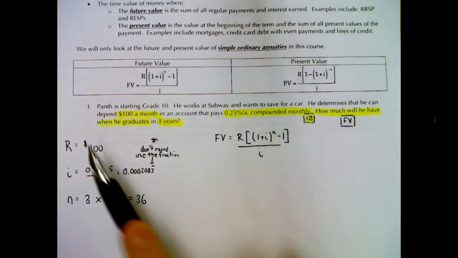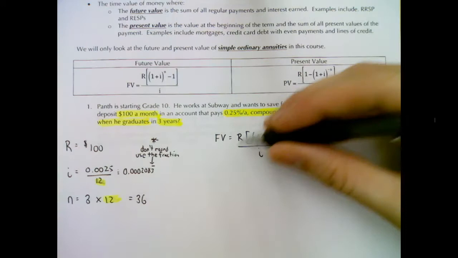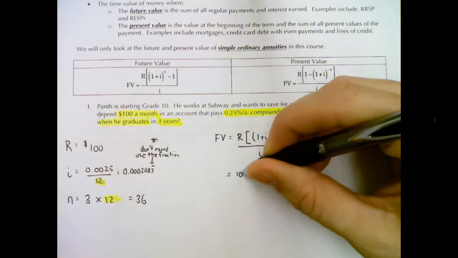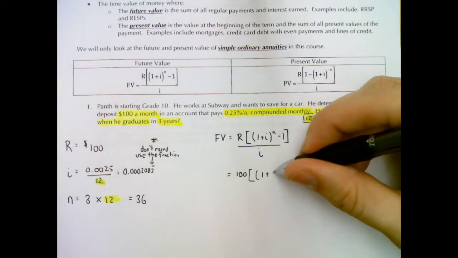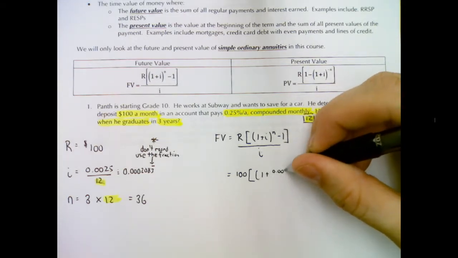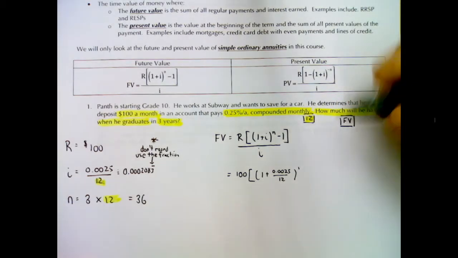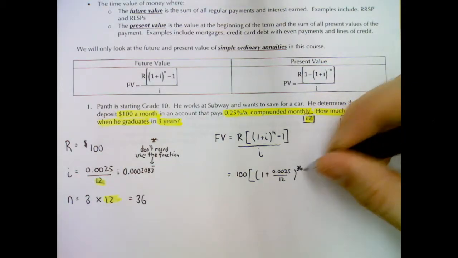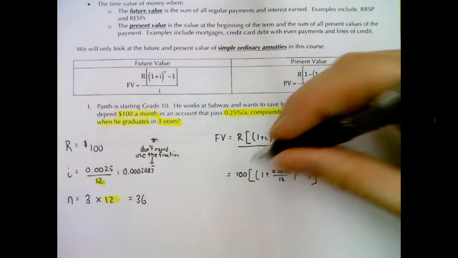We got 100 for our regular payment. We got 36 for our n. Let's plug it in and see what we get. We've got 100 bracket 1 plus my fraction. If you have another method for n's 36, instead of using the fraction, go for it, but don't round that decimal.